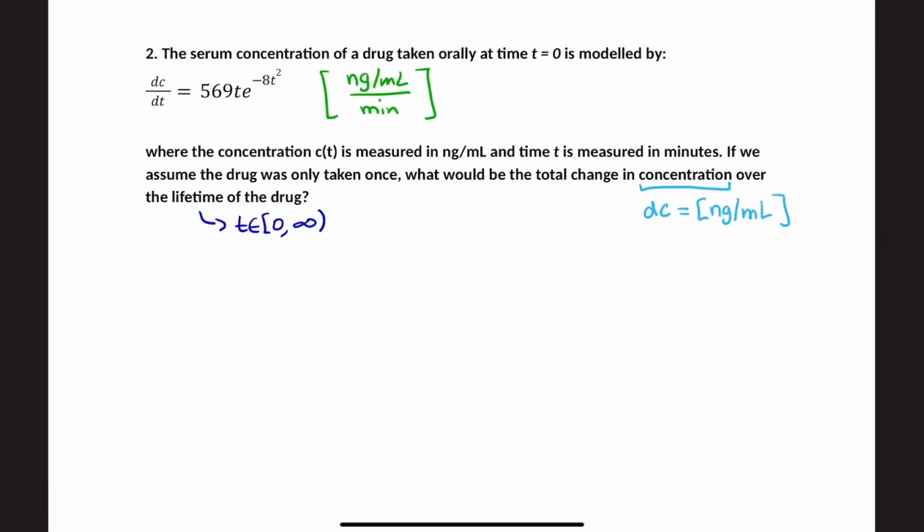I can now go ahead and set up a definite integral for this equation right here. We can say that this is the definite integral from 0 to infinity of dC over dt multiplied by dt. And so by doing this, we can get the dt's to cancel out, and we're going to get a final answer in just concentration, which is what the question is asking for. So try to understand why and how this equation works rather than just memorizing it.